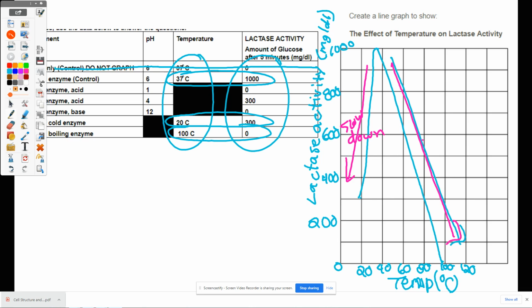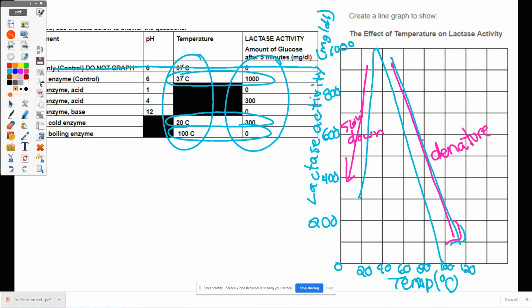Here is where we see the denaturing. Now, lactase is an enzyme that we find in our body, so it makes sense that it works at body temperature. Now, in bacterial cells that live in the deep, dark depths of the ocean and live in the thermal vents, they function at a much different temperature than we do.